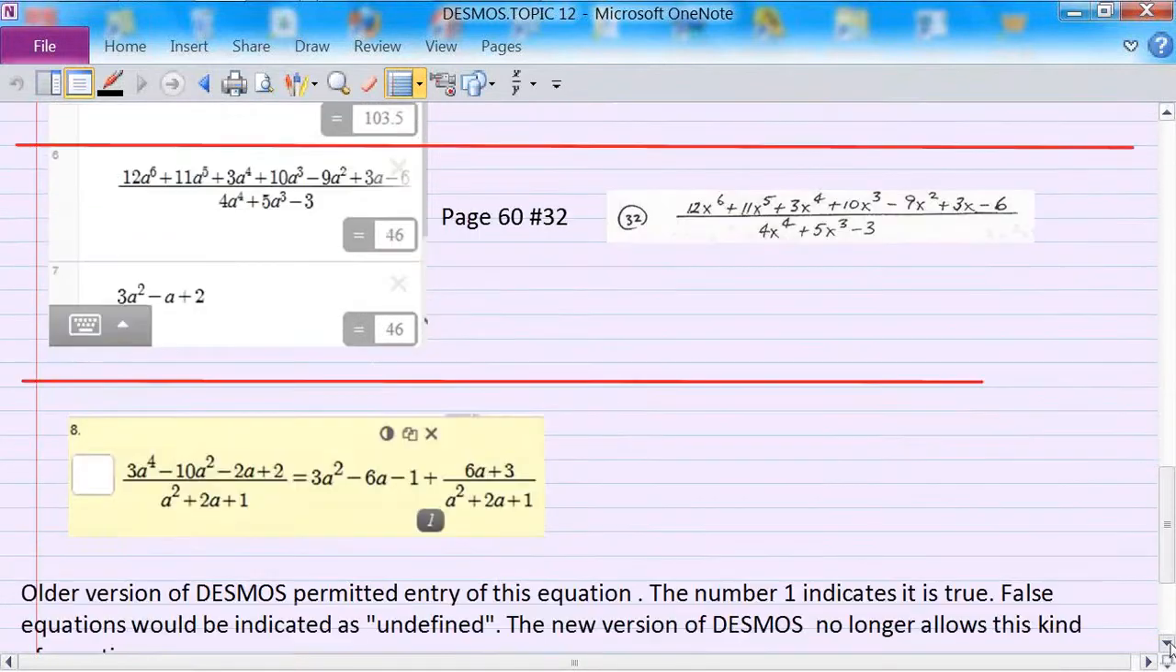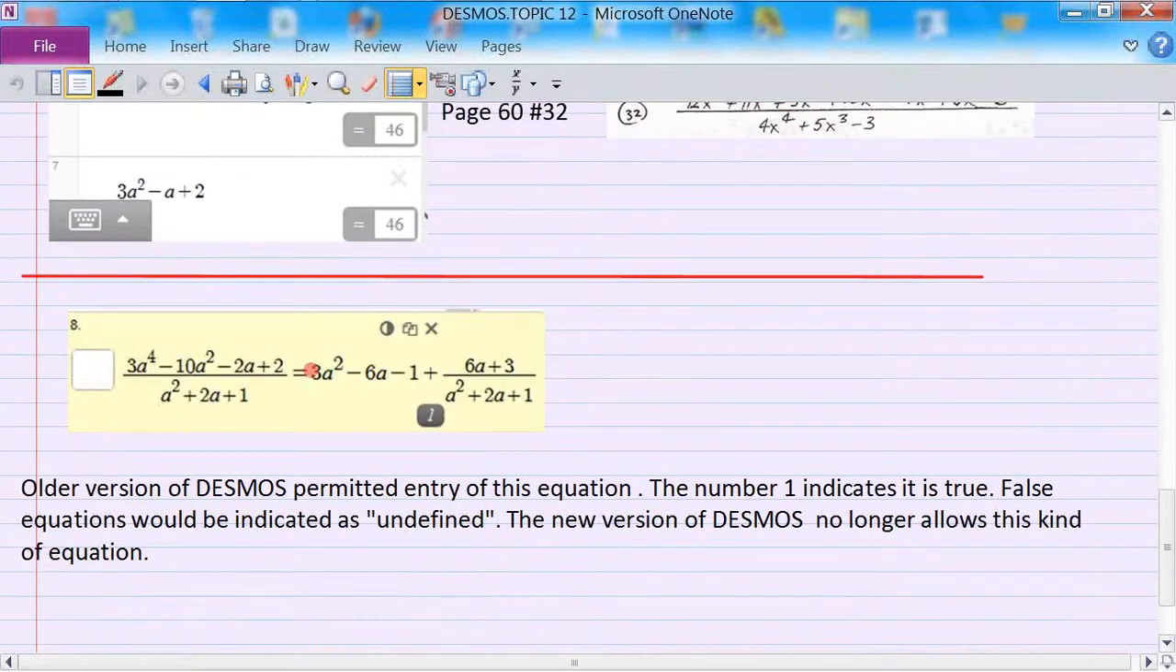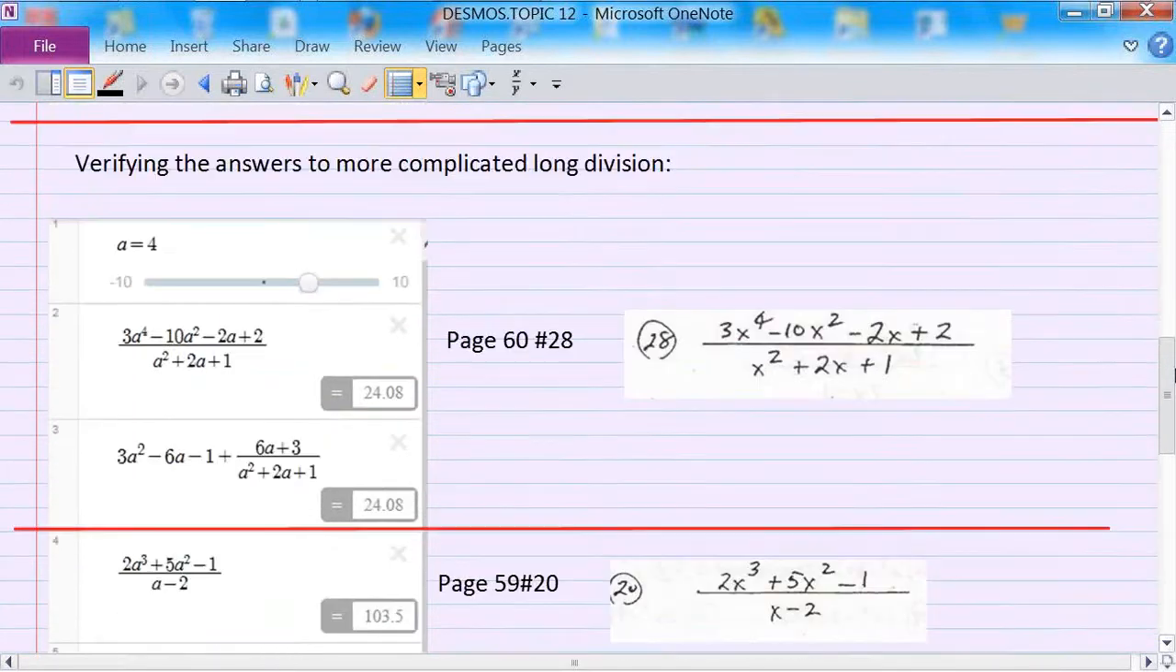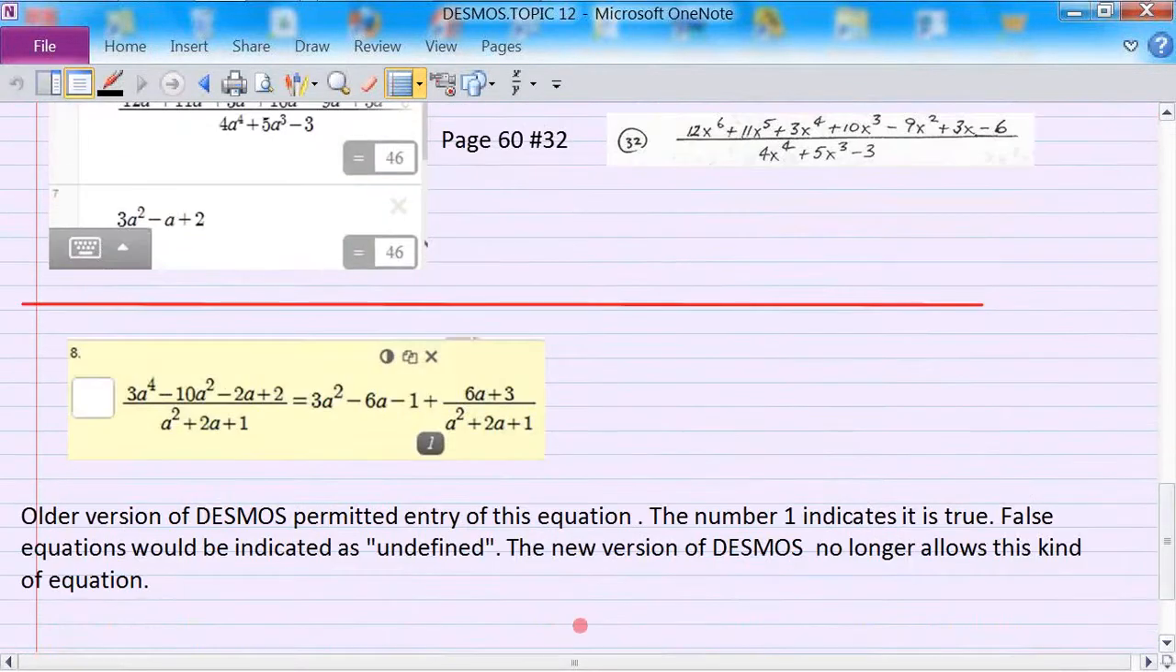So, a way of verifying. Now, just a little aside here. Under the older version of Desmos, the version that I'm using is a newer version. If I take this problem right up here, it's this one here, page 60, number 28, and I put an equal sign in and write this. Under the old version, you got the number 1 here, meaning that this was the same as that. If it was not equal, you would see undefined here.